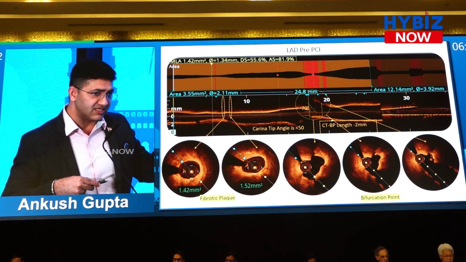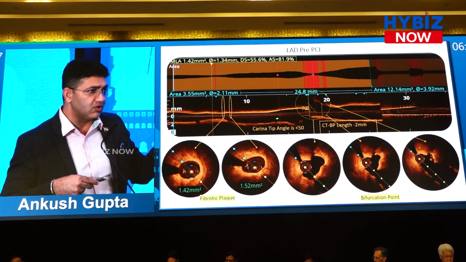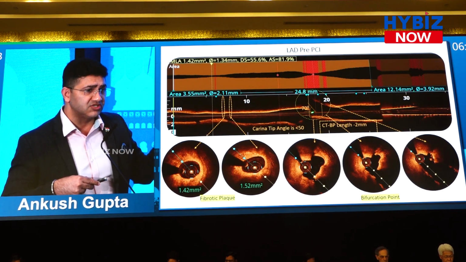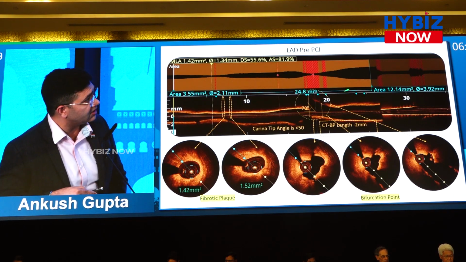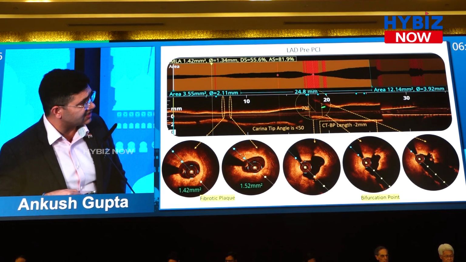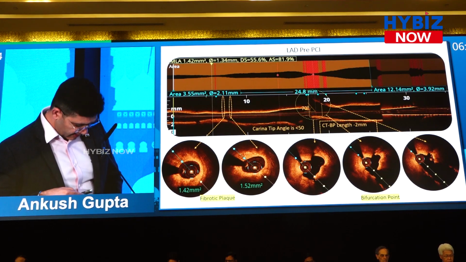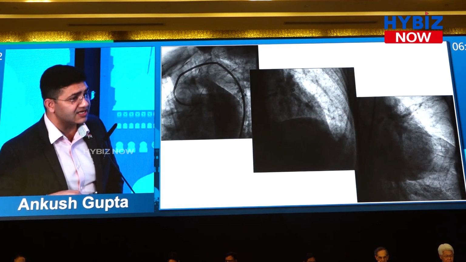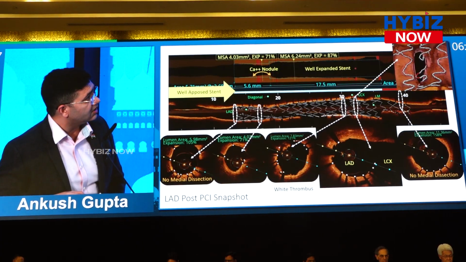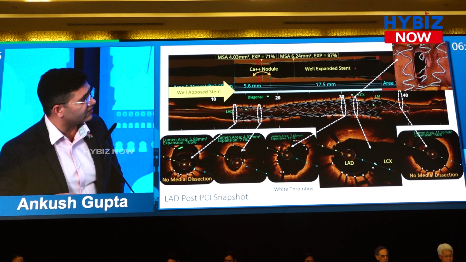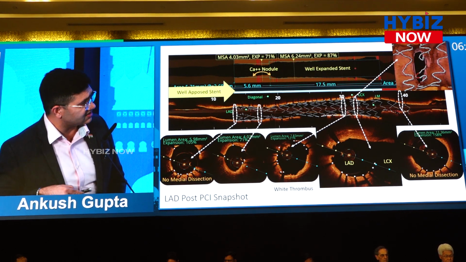So in bifurcation angioplasty, besides looking at morphology, lesion length and diameter, you have to look for three things: CT angle, CT-BP length, and third, the composition of your plaque opposite to the side branch ostium. Here the angle was favorable and the CT-BP length was favorable. We went ahead, prepared the vessel, and got away with a single stent. After placing the stent, the result was good. You have to look for distal edge dissection. There is no distal edge dissection and no proximal edge dissection.